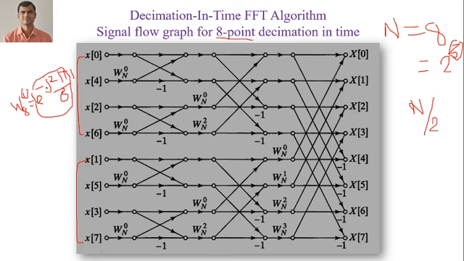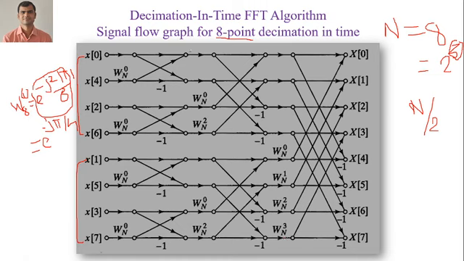Now we'll have e raised to minus j 2 pi by 8, so we can write it as e raised to minus j pi by 4, which is cos pi by 4 minus j sin pi by 4. In the calculator, take the mode as complex and convert degrees into radians. Then directly put cos pi by 4 minus sin pi by 4 into j, and we get the value. In a similar way we can find the values of W82 and W83. These values are required for the calculation.